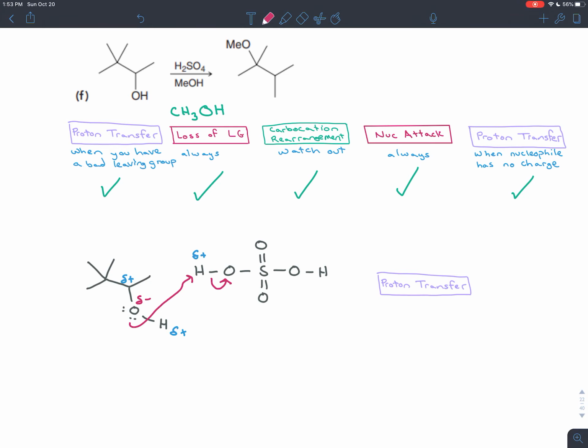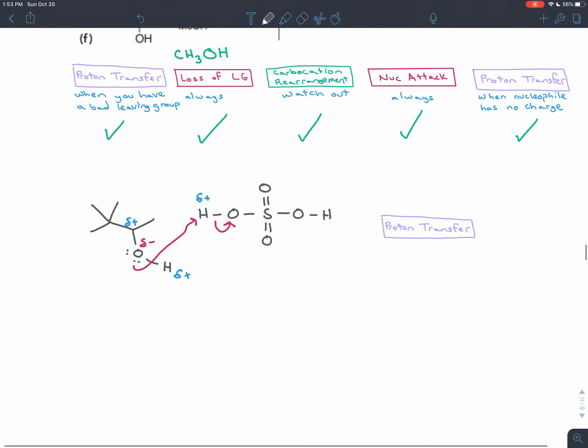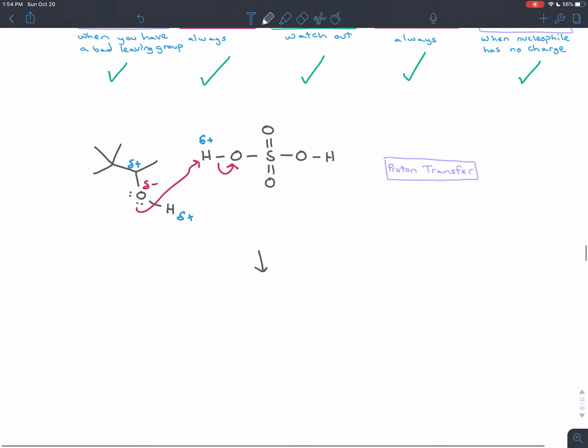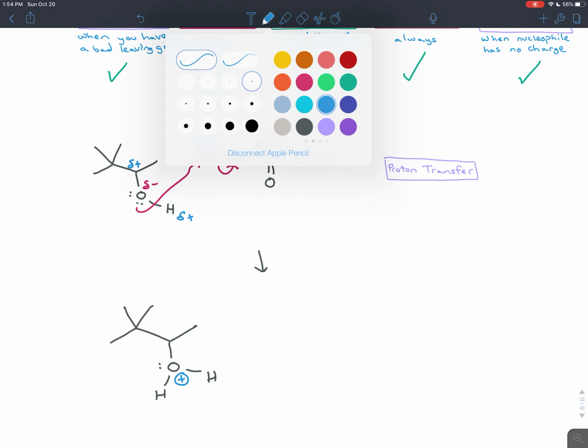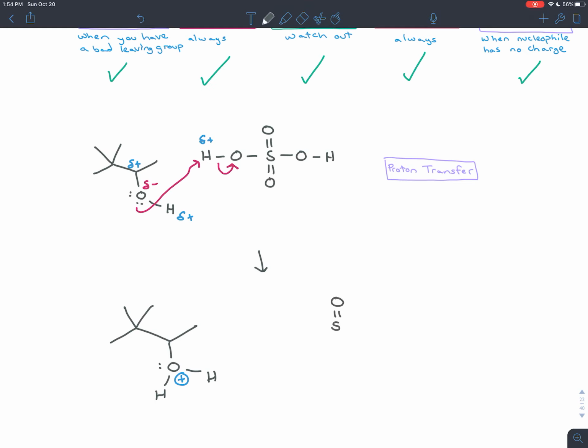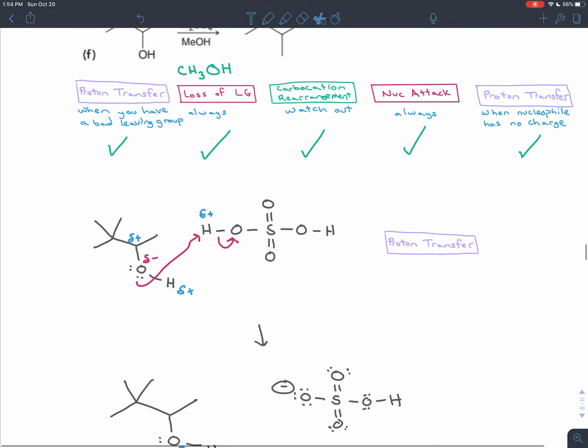The electrons in the bond already to the hydrogen go to the most electronegative place nearby. That's going to be the oxygen. So that's our proton transfer step. And that turns this OH into an H2O. And it has a full positive charge. And we also have the conjugate base of sulfuric acid, so we have that. But what we have now is an awesome leaving group.